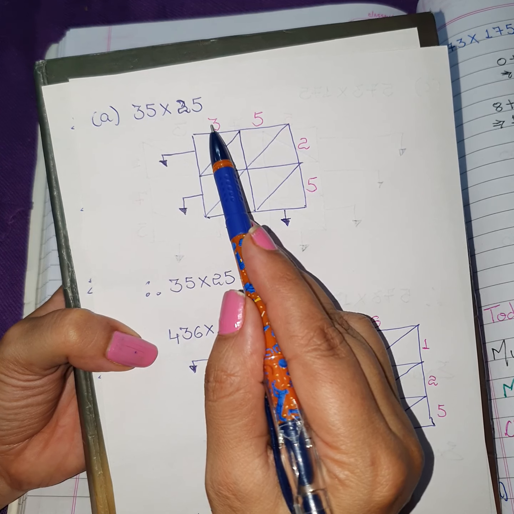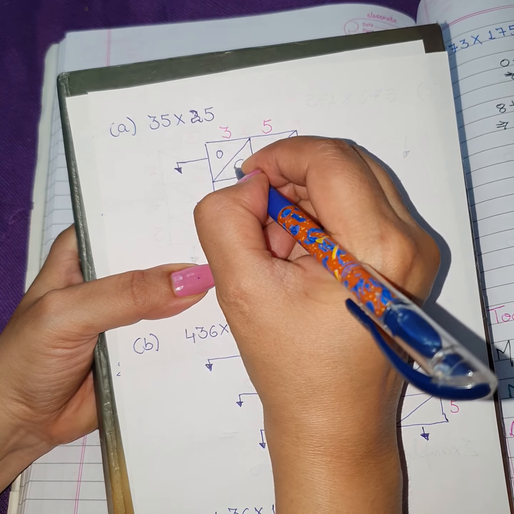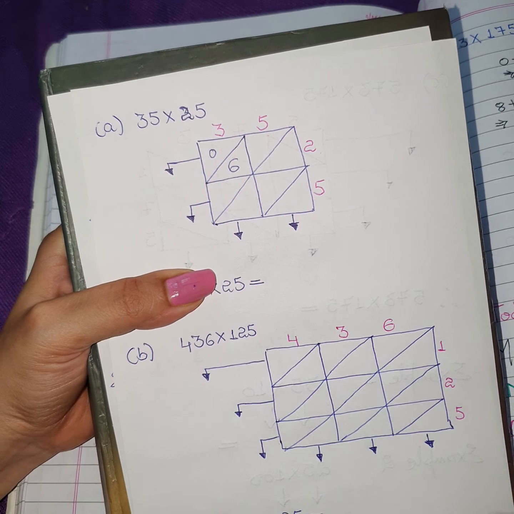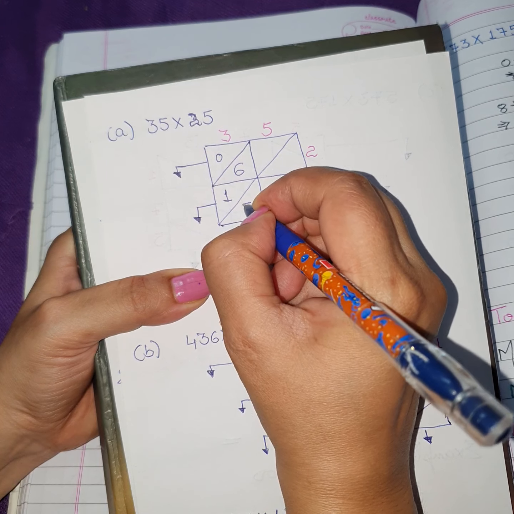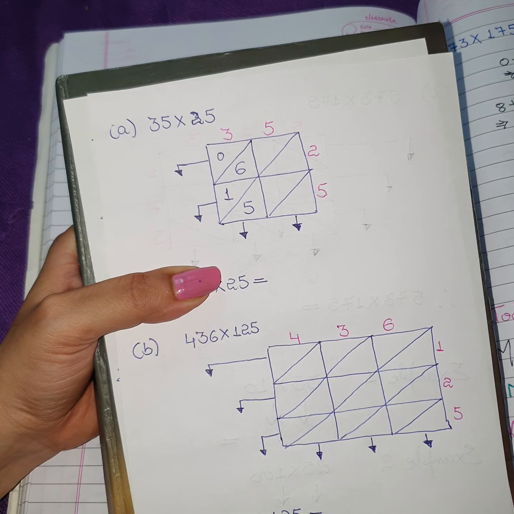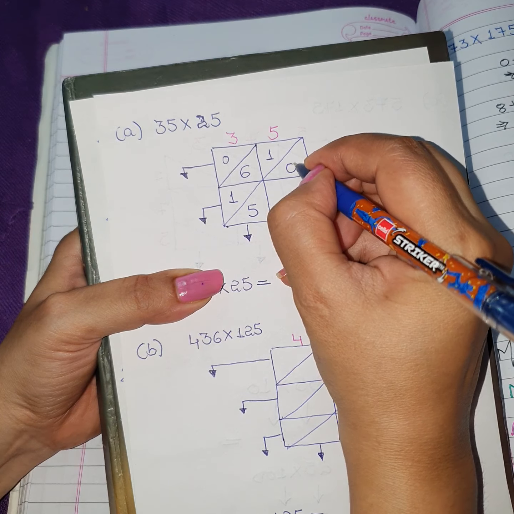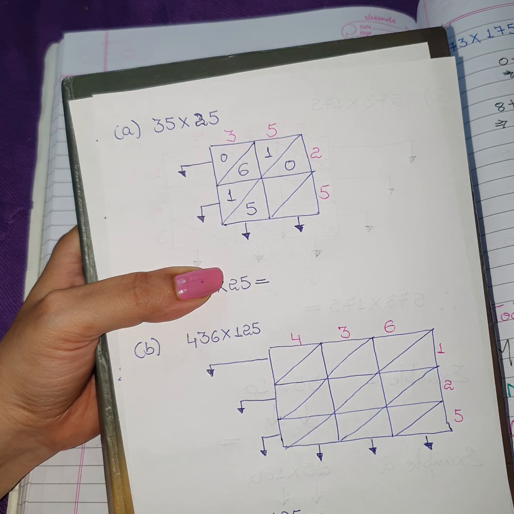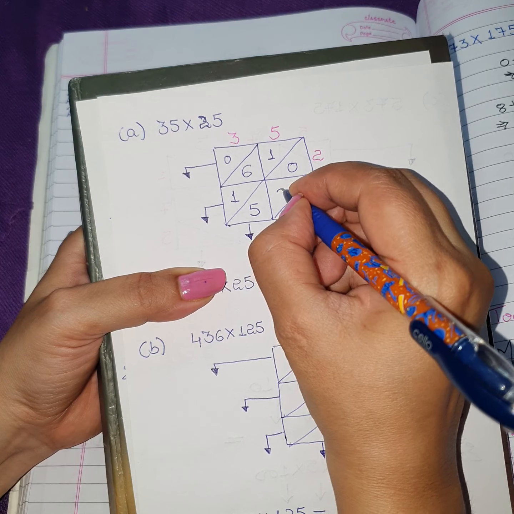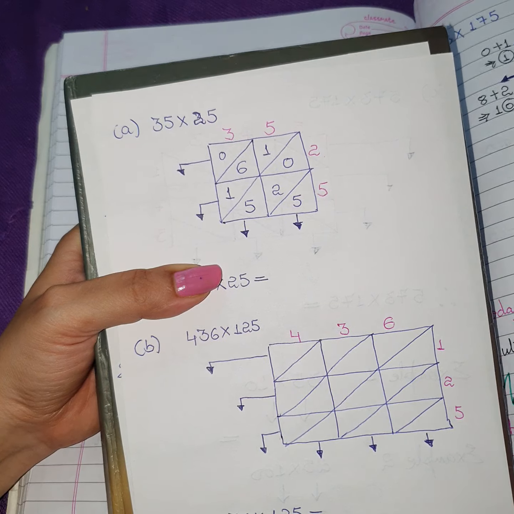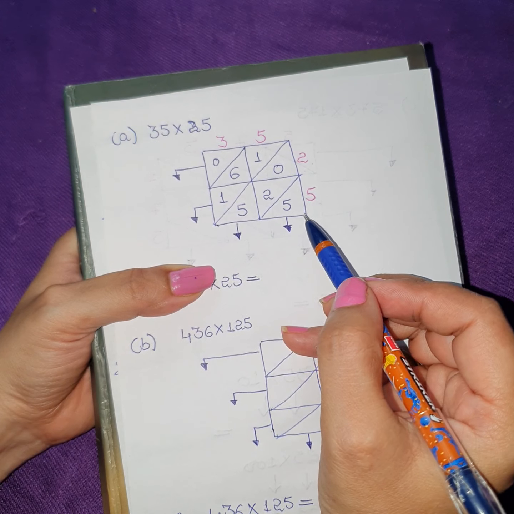Now start multiplying. Firstly, 3 into 2 will give you 6, in which 0 will come up and 6 will come down. Then 3 multiplied by 5, 3 into 5, 15. So 1 above the slanting line and 5 below the slanting line. Then 5 multiplied by 2: 1 above the slanting line and 0 below the slanting line, because 5 into 2 is equal to 10. Then finally 5 into 5 will give you 25. So 2 will come above the slanting line and 5 will come below it. Here we are done with our multiplication.